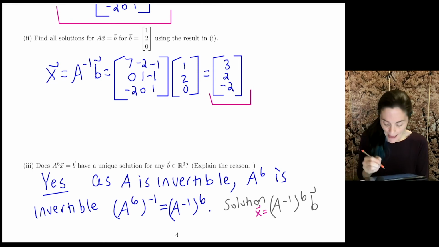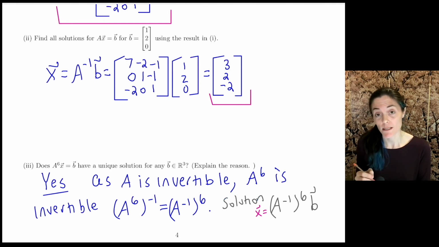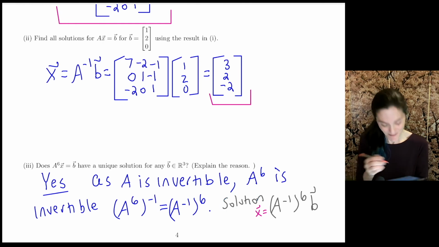But any power of an invertible matrix is certainly invertible. You have a product of invertible matrices, it will be invertible. This is what we're using here. This is our solution.